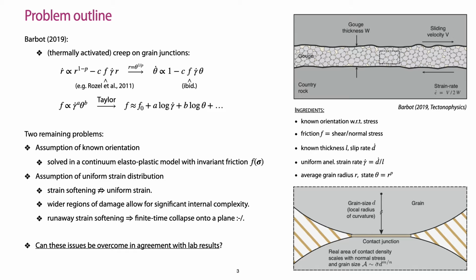From the width and the slip rate, a uniform distribution of anelastic shear strain gamma dot can be derived. Lastly, the model assumes a representative grain size and postulates that what we all know as the state variable in rate and state friction models is simply proportional to the grain size raised to some power p.